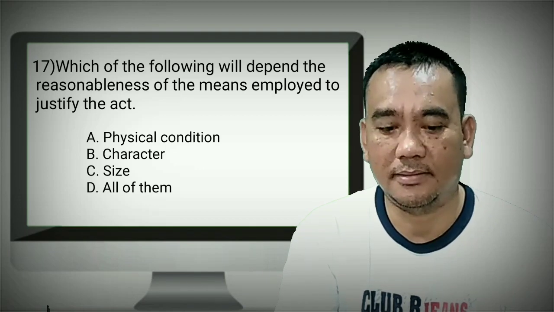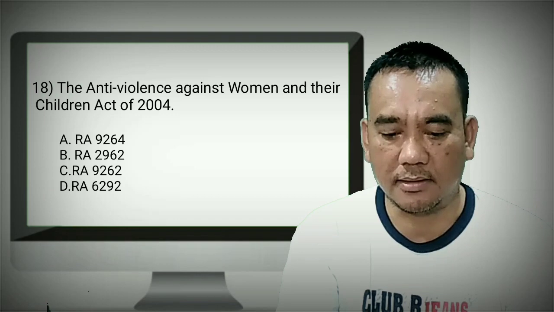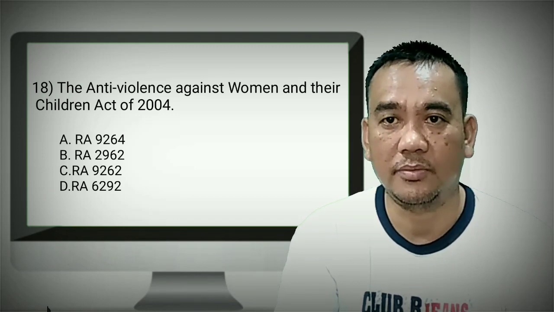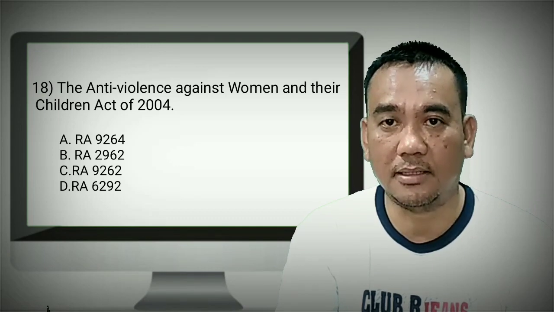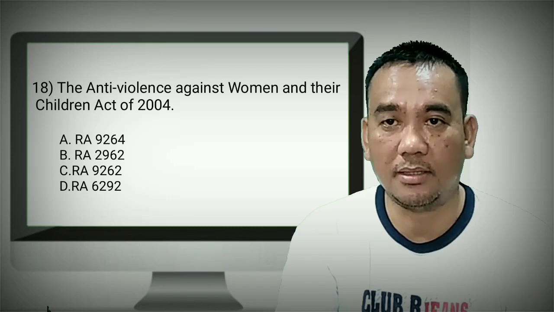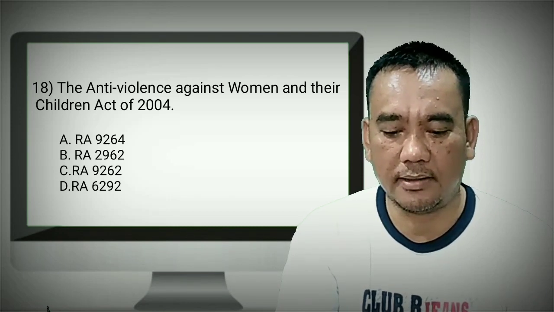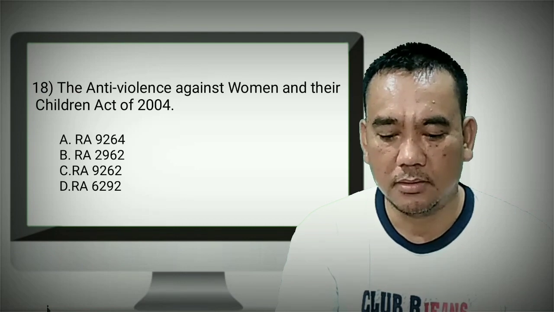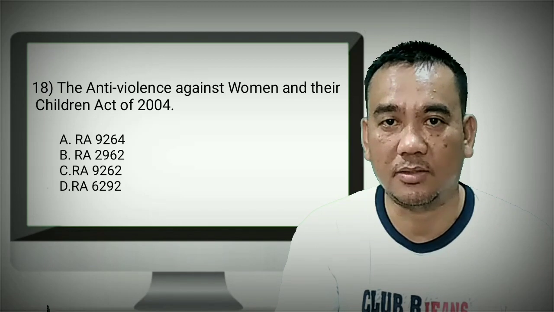Question number 18. The Anti-Violence Against Women and Their Children Act of 2004. A. RA 9264. B. RA 2962. C. RA 9262. Or D. RA 6292.